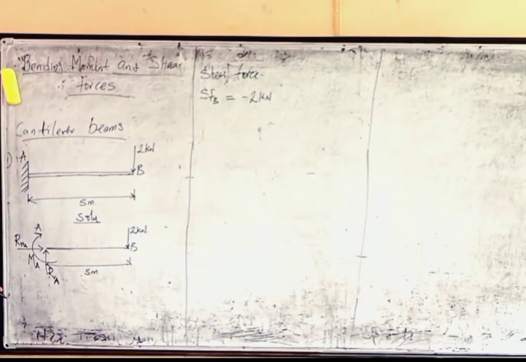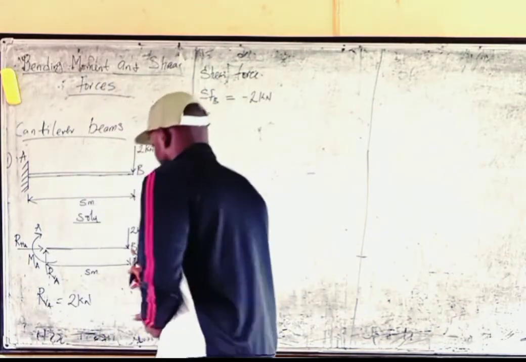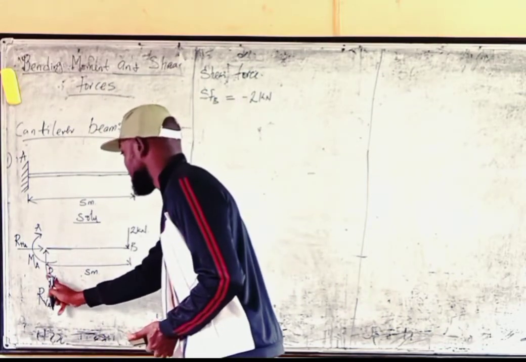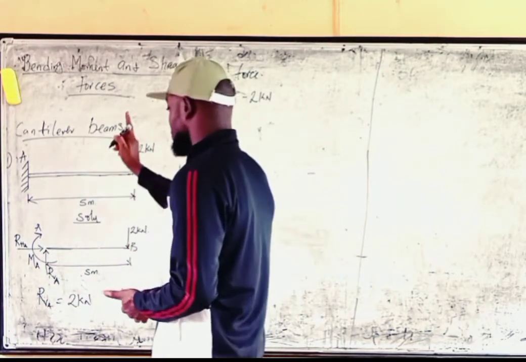Remember from the static equation, or equation of equilibrium, that upward reaction will equal downward reaction. So which reaction is coming up? RV is going up, and it must be equal to the force that is going down. Which force is going down? 2 kilonewtons is going down. So RV is equal to 2 kilonewtons. So when we get to this point, we met a force going up. So any force going up should be positive.